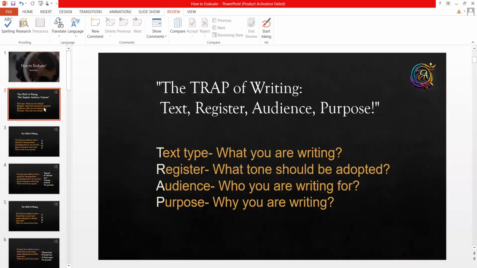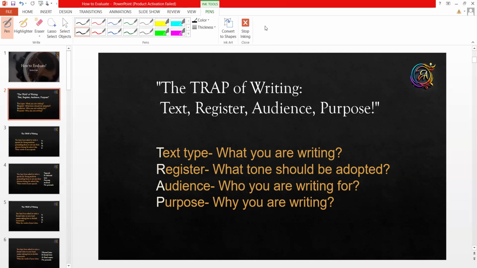Before we start, let us have a few slides here. What does it say? We must have the knowledge of what we are going to do and how we are going to start with our work. Now, the TRAP of writing. If you are given a question, you must know how and what to do. How are you going to plan for it? Before planning, you must know what you are required to write here.